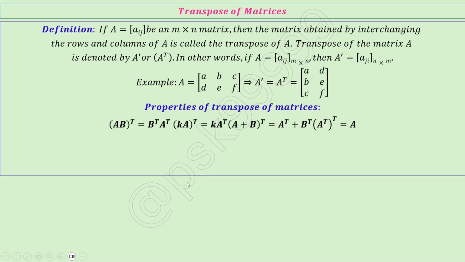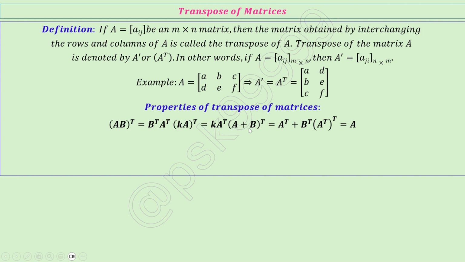(AB) whole transpose. Okay, (AB) whole transpose is nothing but B transpose into A transpose. I just didn't give space actually. (AB) whole transpose is equal to B transpose into A transpose. (kA) whole transpose means k is the constant here, k times A. So you can take k out also, k A transpose. Okay, this is the second property.